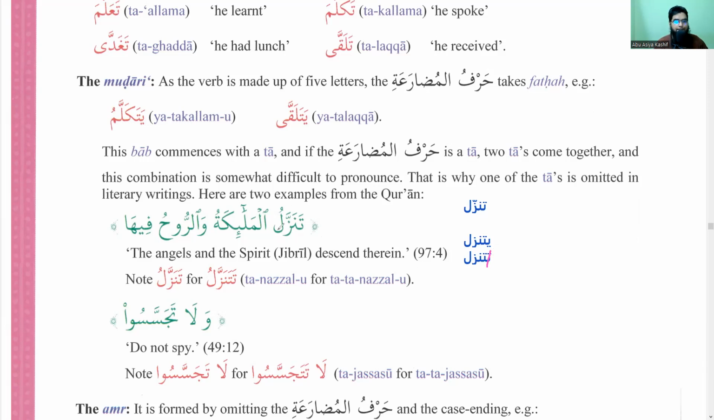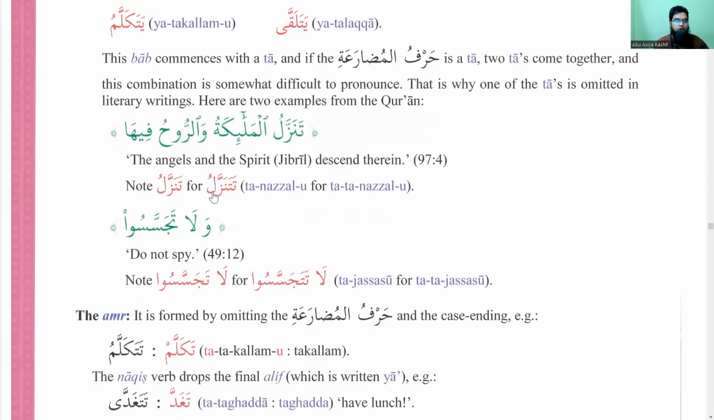Tanazzalul malaikatu warruhu fiha. The two tas. And the angels and Jibreel come down, descend therein in Laylatul Qadr. So this tanazzalu was actually tatanazzalu. No, tanazzalu for tatanazzalu. Wala tajassasu.